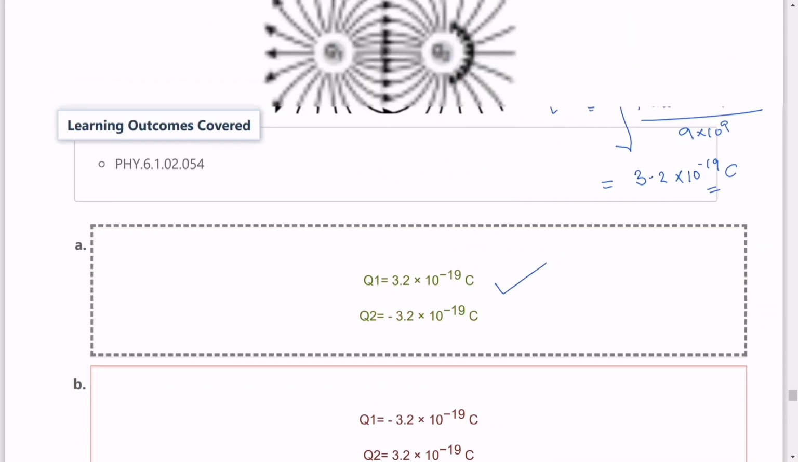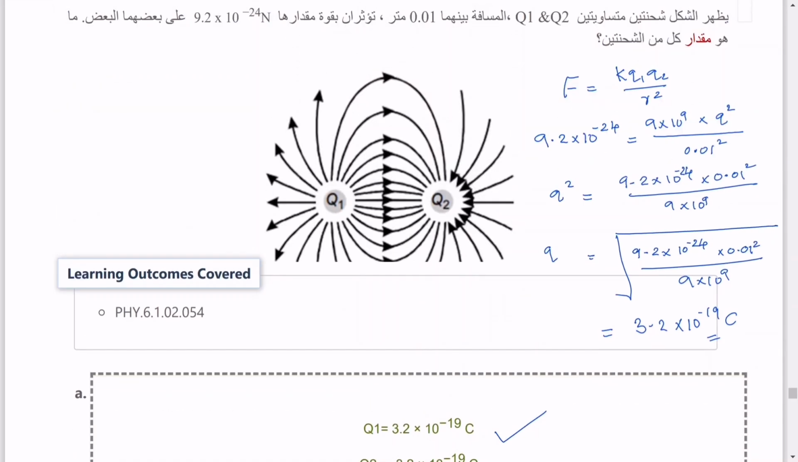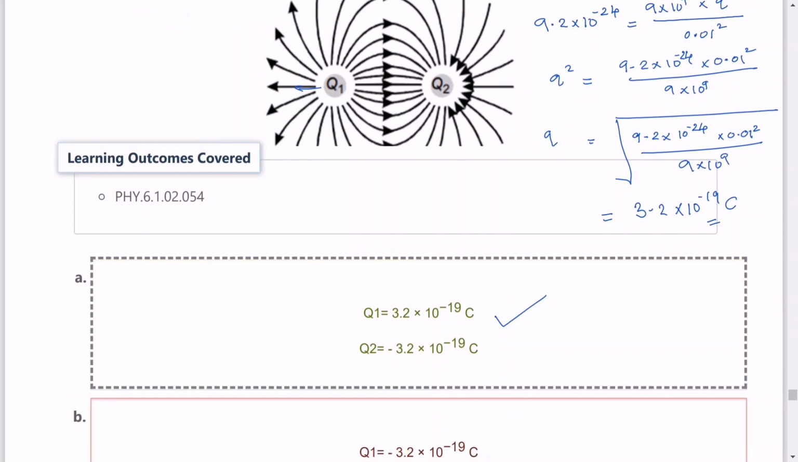And here you can see in the diagram, Q1 will be positive because here electric field lines are directed outwards, and Q2 will be negative because electric field lines are directed inward.